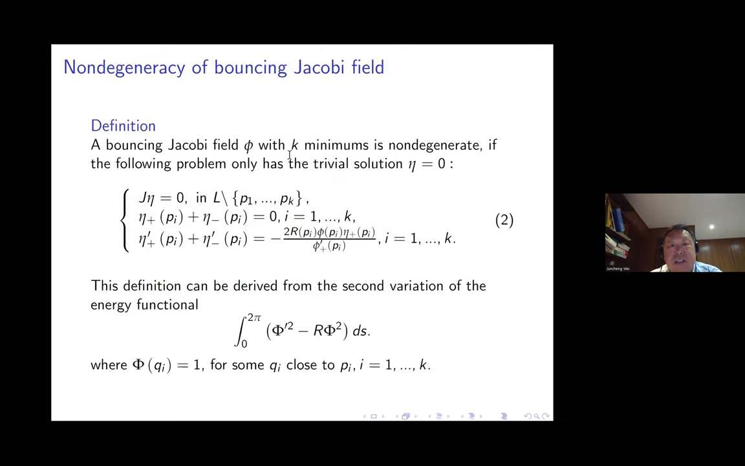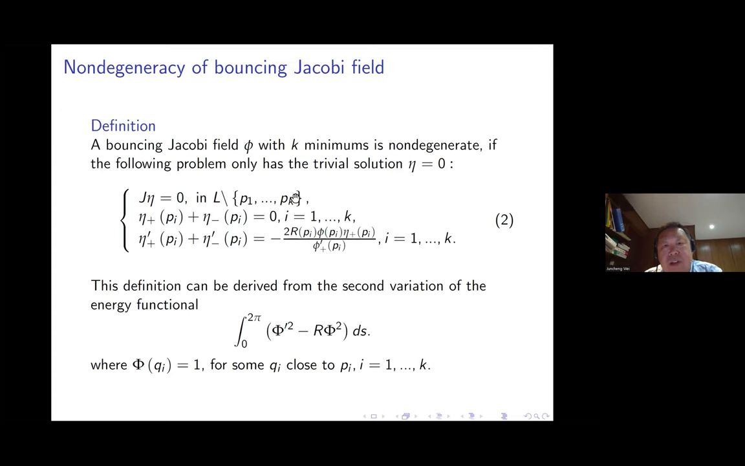So what is the non-degeneracy of a Bunsen Jacobi field? So we have to linearize around the Bunsen Jacobi field, and we say that the Bunsen Jacobi field with k minimum points is non-degenerate if the following system has only trivial solution. It's only trivial solution.